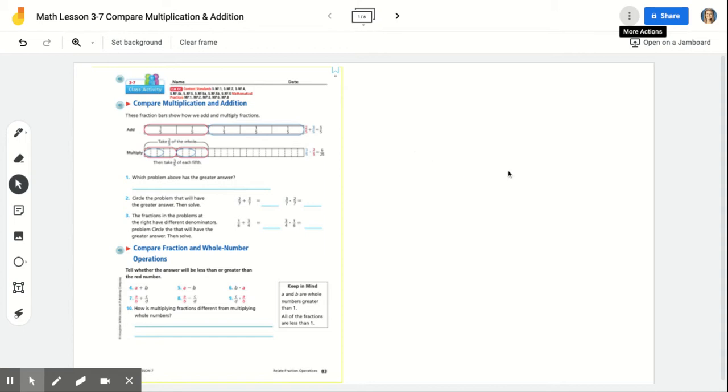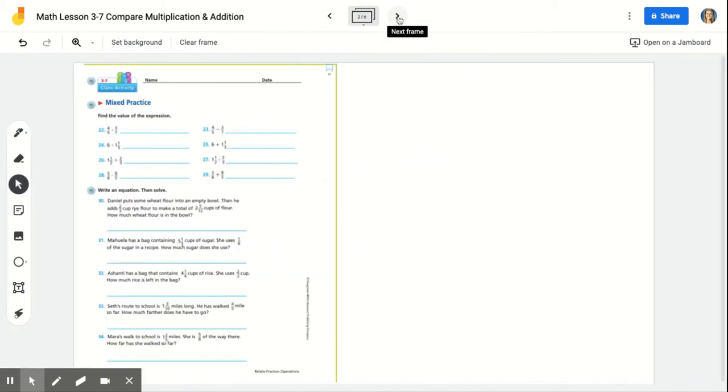And in this lesson today, we're going to be comparing multiplication and addition with fractions. So for this lesson, what you need is your activity book, and you need to open up to page 83 is what we'll start with. And you'll also need your whiteboard and your whiteboard materials. So go ahead and gather those materials. And again, we're on page 83 in your activity book.